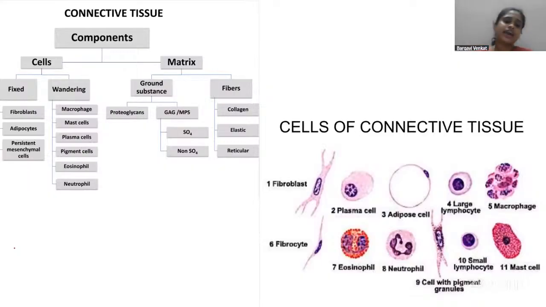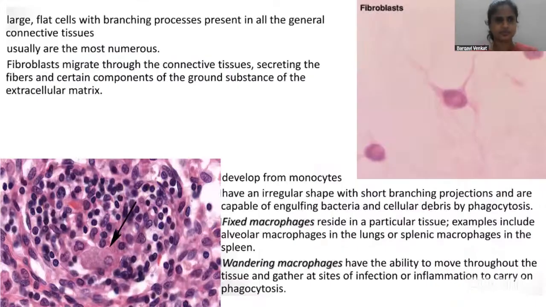Under ground substances, you have proteoglycans, glycosaminoglycans, your chondroitin sulfate, heparin sulfate, all these come under your ground substances. And these are your fibers. Under fibers, you have collagen, elastic fibers, and reticular fibers. We'll see about each. This is one image of cells of connective tissue where you can see the morphologies. I'll explain in detail.